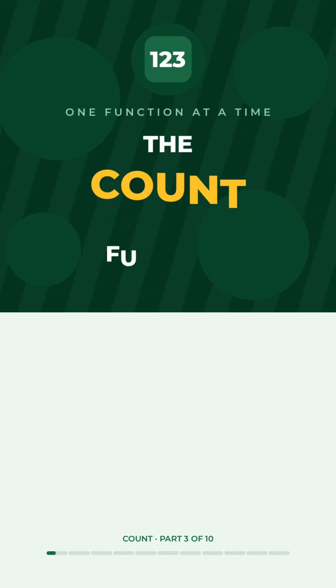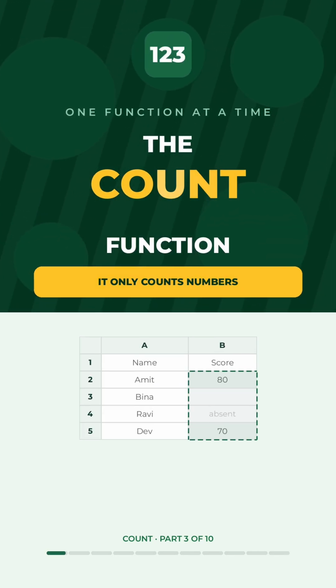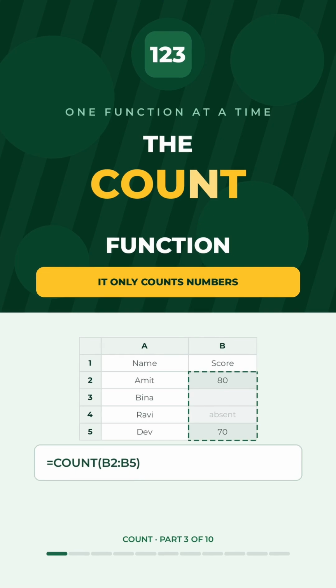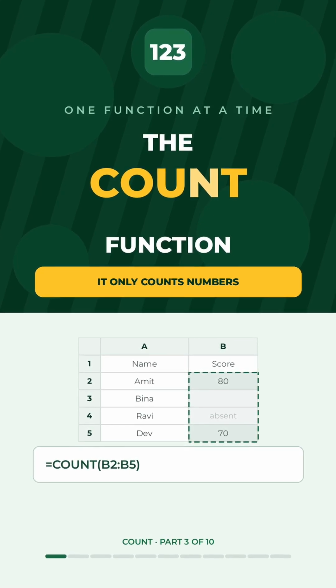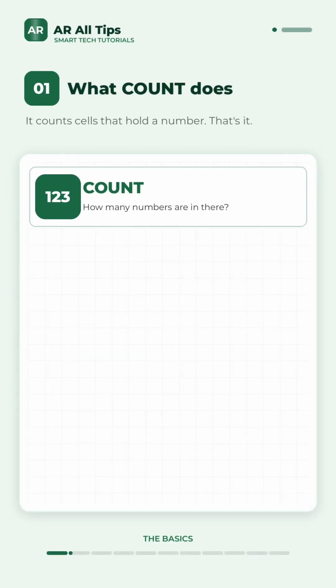Here's a formula that surprises people the first time they use it. 4 rows of data, you write COUNT, and Excel says 2, not 4, 2. It isn't broken, it's telling you something about your sheet. Let me show you. COUNT does one job.